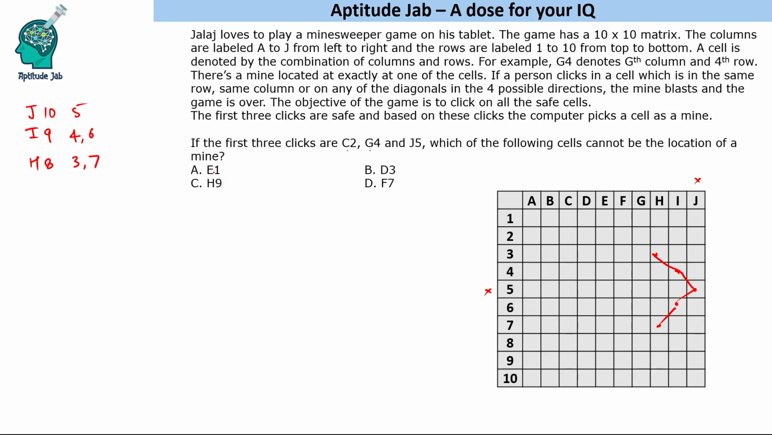Okay, so if you look at the options, E1: C to E the difference is 2, but this difference is not 2, right? Difference is 2, this difference is 3. E to J the difference is 5, the other difference is 4. So E is not a safe cell.